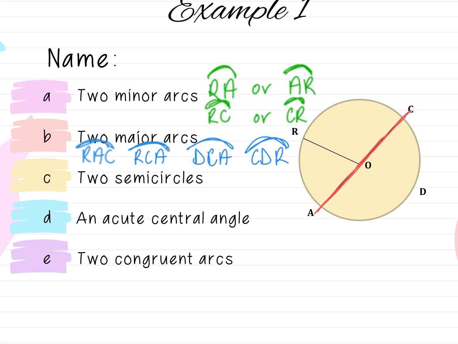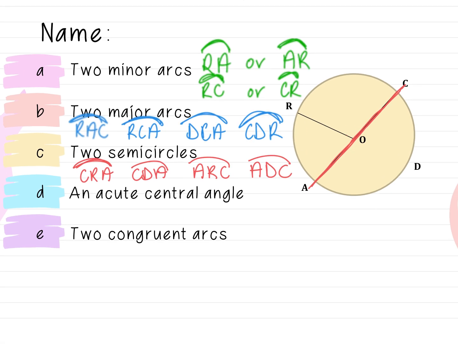Yes. Okay, I have arc CRA. Good, that's one. And who could give me another one? Arc CDA. If you put arc ADC, that also works. Okay, and then an acute central angle. Who could give me one acute central angle? There is only one.